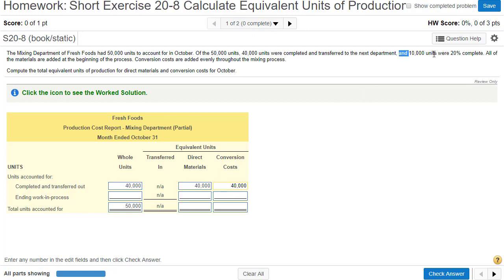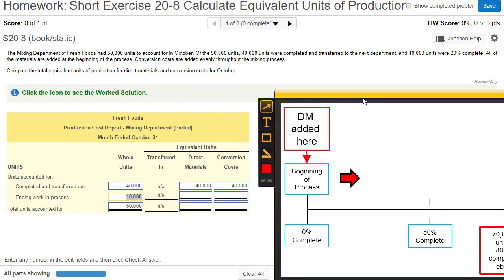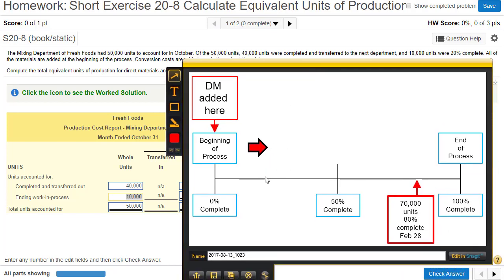Then it says, and 10,000 units were 20% complete. So that means in our ending work in process, remember, ending work in process are the incomplete units at the end of the accounting period. So of these 10,000 units that are incomplete, they were 20% of the way through the process. All of the materials are added at the beginning of the process. So going back to our slides, all of the materials are added at the beginning. DM stands for direct materials. And these happen to be 20% complete. So they're probably about this far done through the process, right about here.